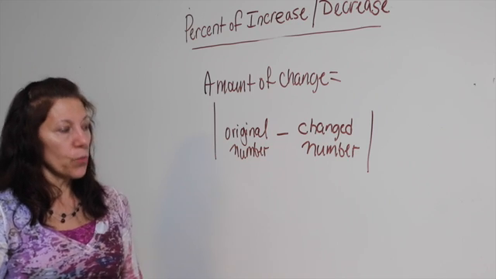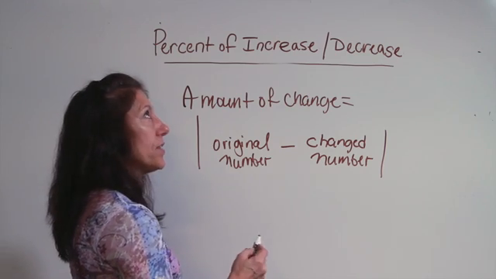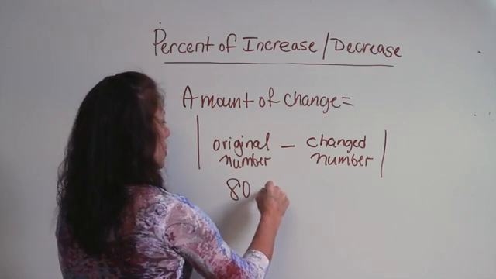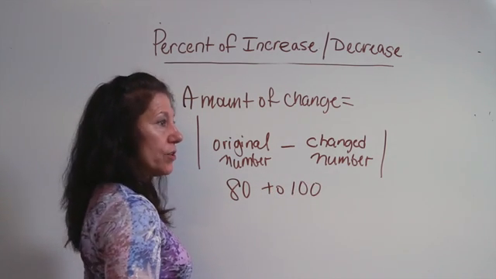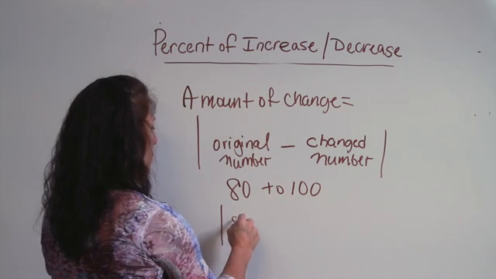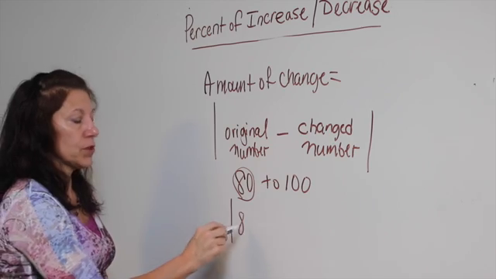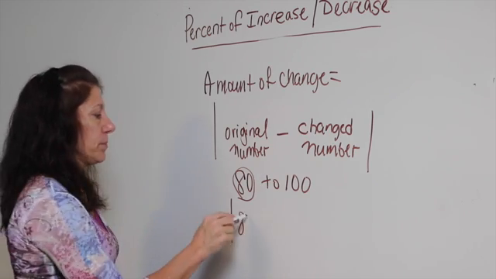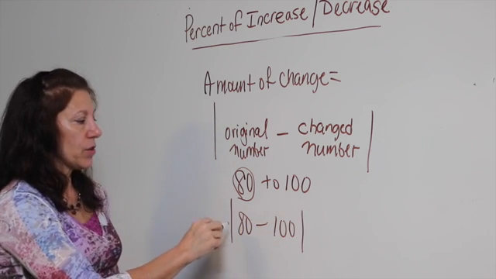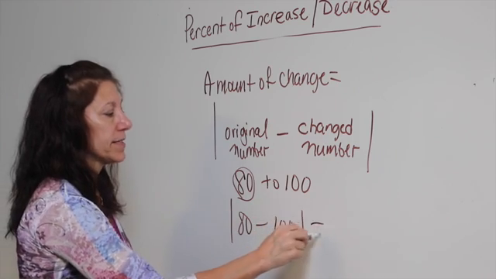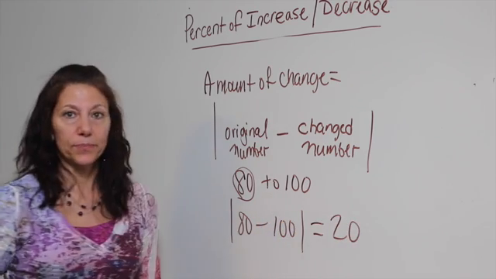So let's start with an example. Let's say we had the numbers 80 to 100. The amount of change that occurs here is the original number 80. The first one given is always the original number. And we subtract from that 100. The absolute value of 80 minus 100 is a positive 20.